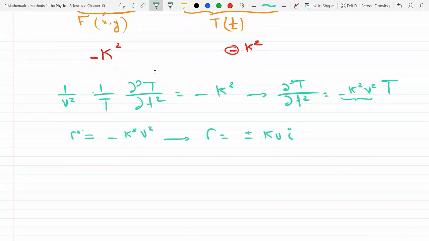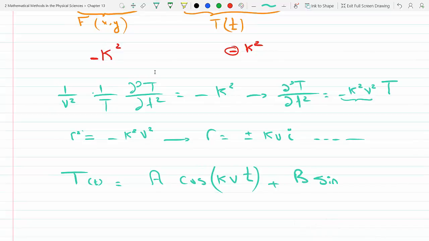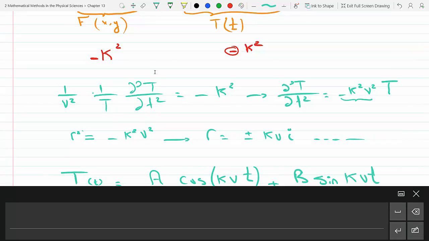And the solution for this, because you have complex numbers, are exponentials, which turn into sines and cosines. So I'll skip a few steps here. If you know your differential equations, you don't have to write them down. And so you get your t of t to be a cosine kvt, right, plus b sine kvt, which is the equation of a wave.